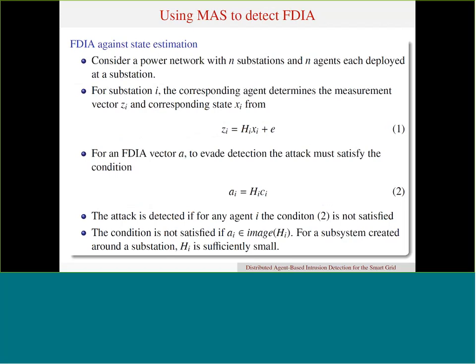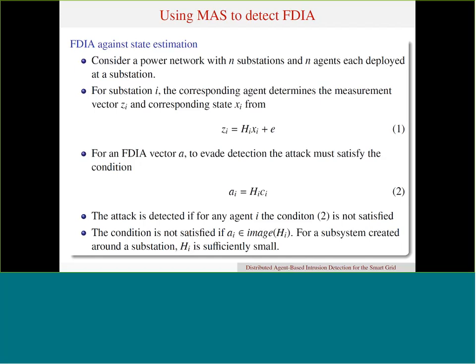So if we consider the PAR network as a graph with a certain number of substations, and then we have the same number of agents deployed per substation, the agent at each substation can, using the data within its substation, come up with the state estimate. So basically, equation one is just the equation an agent would use to determine its state estimate based on the data it has collected.